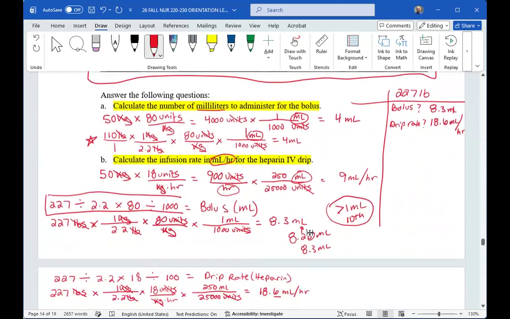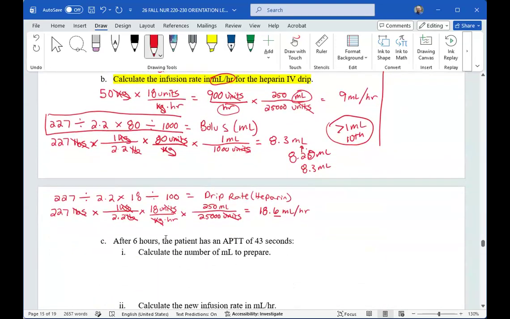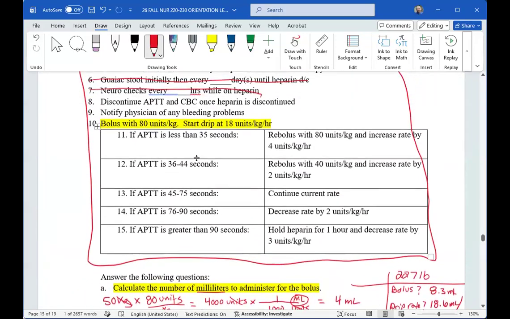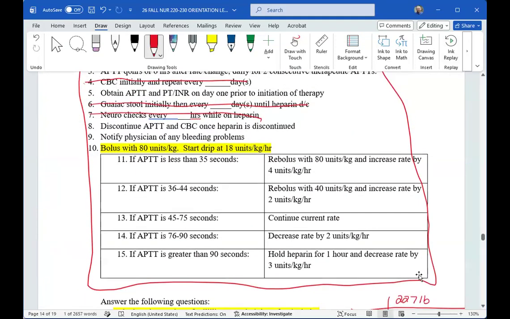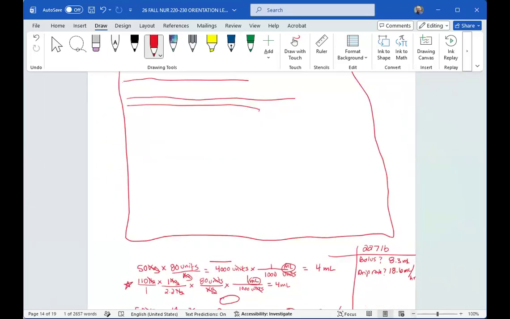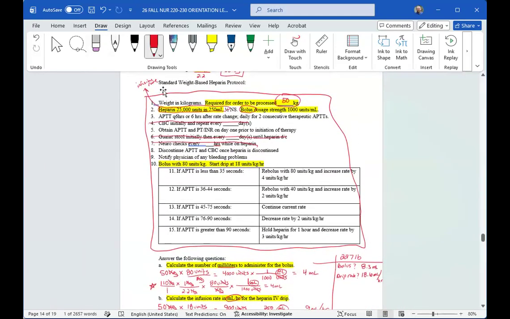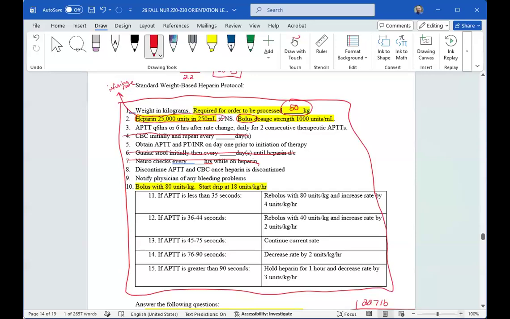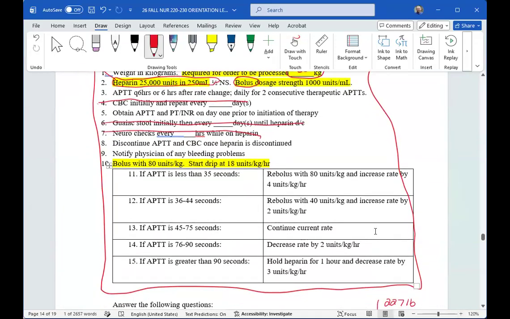So what this next section does, it just says, what happens after they're on this protocol for 6 hours. Well, after 6 hours, they retest their clotting factors and they see that the APTT is at 43 seconds. So remember the whole thing that I circled in red. I'm going to zoom out again. The whole thing I boxed in red is the protocol. So we're just referencing the protocol with what we're doing here. So it says we have an APTT of 43 seconds.